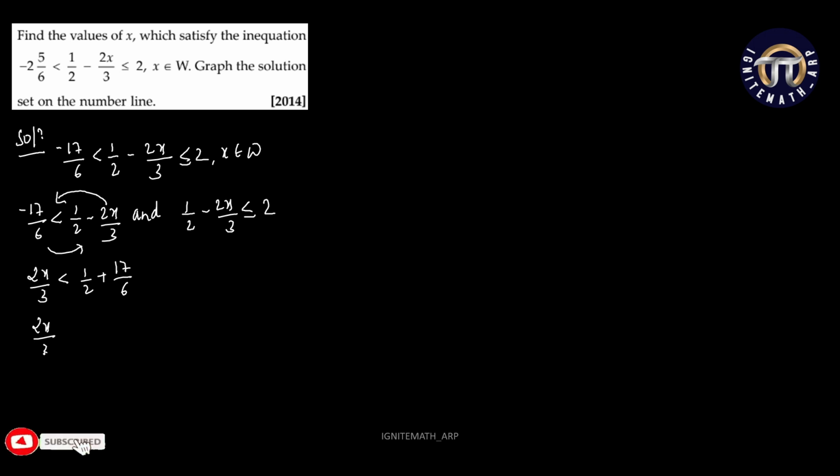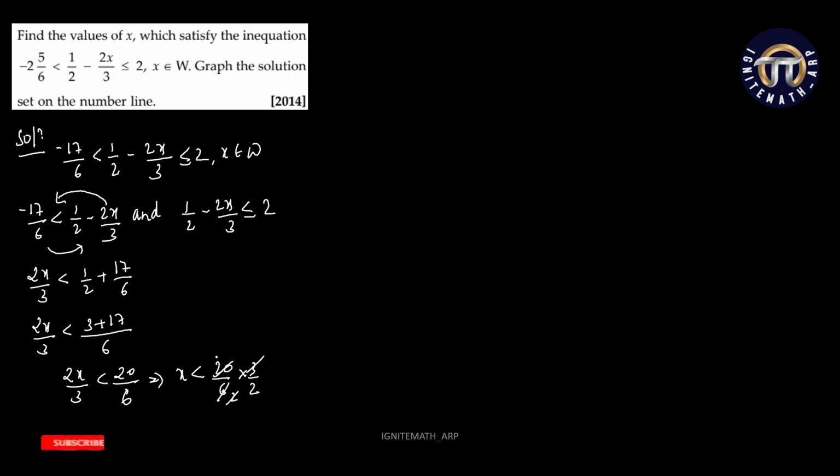So 2x by 3 smaller than, 6 is going to be the LCM, 3 plus 17, so 2x by 3 smaller than 20 by 6 I can write. Clear, children? So this one can be written as x is smaller than 20 by 6 into 3 by 2. So 2 2s are 10, 5. So x is smaller than 5 I got.